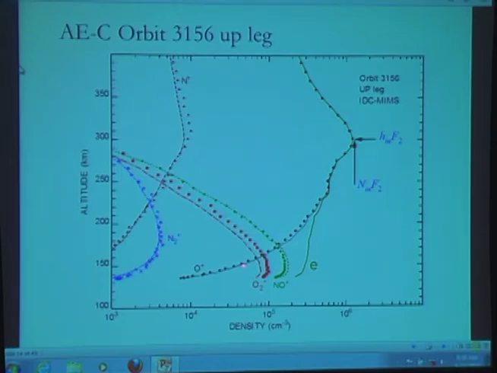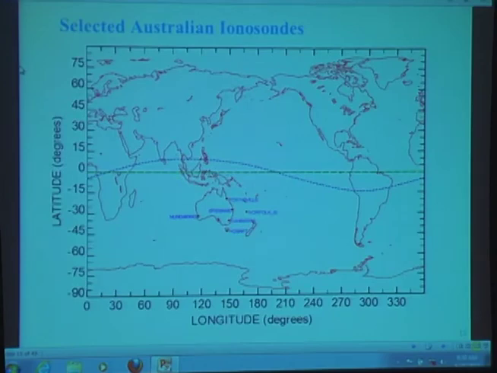The symbols here are the data, and the lines are a model. So you can see the model is reproducing the measured densities quite well. I'm going to be presenting some data actually from Canberra.